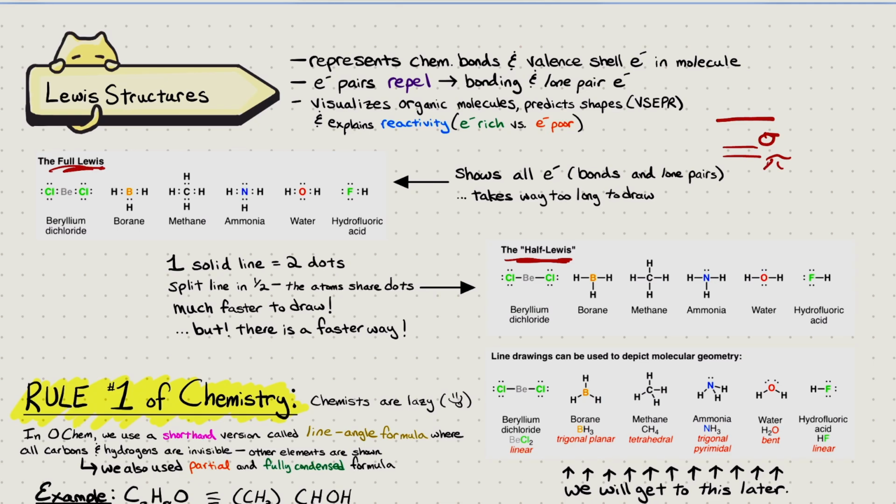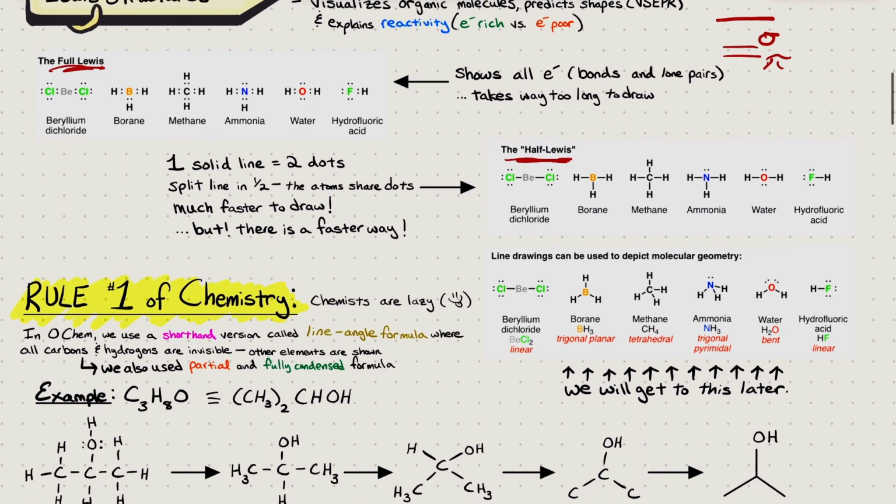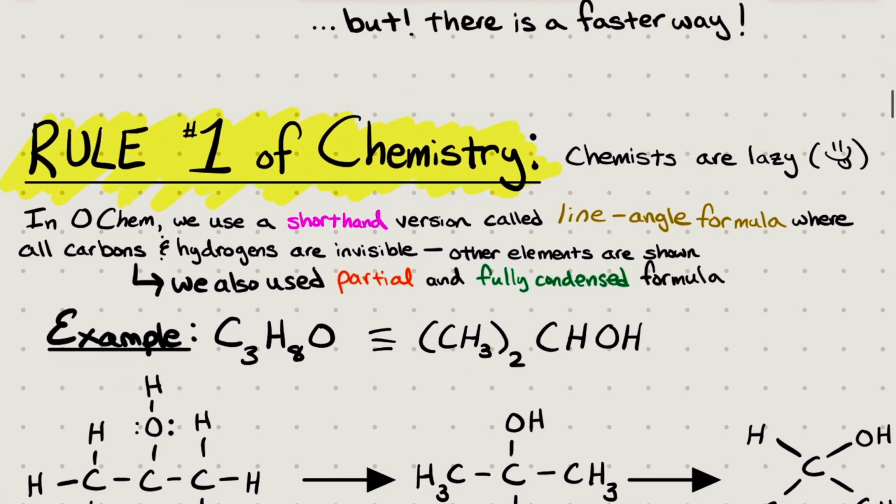But in OChem, and you can see here and highlight it in yellow, the rule 1 of organic chemistry is that chemists are lazy, which means that in OChem, we like to not emphasize all the carbons and all the hydrogens a lot. So we use a shorthand version called line angle formula, where all the carbons and hydrogens are now going to be invisible while the other elements are shown. There's other versions, I'm going to zoom in here, of how we use this formula.